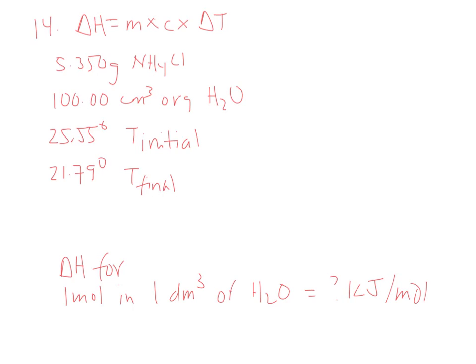I'm told that I have 5.350 grams of ammonium chloride added to 100 milliliters, or grams, of water. I've got my initial and final temperature. When I plug into mCΔT, I could just plug in 100 times 4.18 times 3.76. Or if you want, you could add the 5.35 grams to it and make it 105.35 grams. Typically, we just use the mass of the water when we do this. So doing it the way we typically have, I would take 100 times the 4.18 times the temperature change, which is 3.76, it looks like.